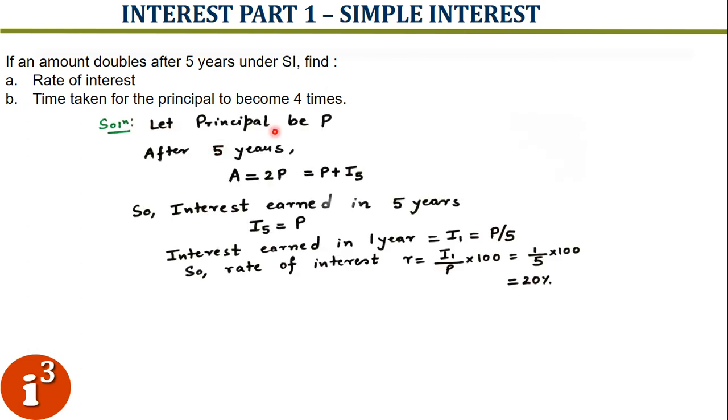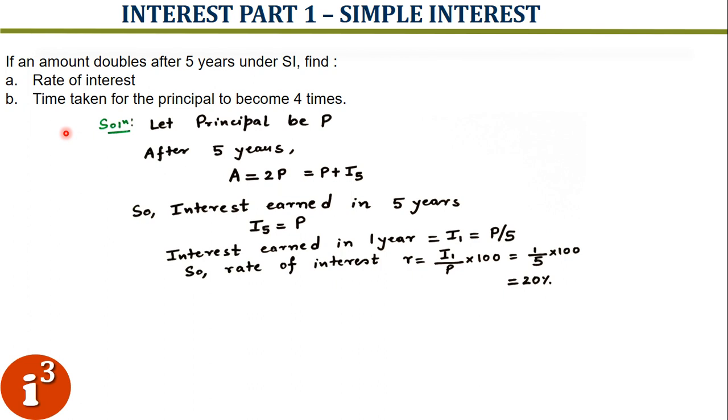Let's see here. Principal be P. After 5 years, the amount becomes 2P. That is P plus the interest earned in 5 years. So the interest earned in 5 years is P. Interest earned in 1 year will be P by 5, because the interest in each year is the same. So the rate of interest will be interest by principal into 100, that is P by 5 by P, which is 1 by 5 into 100, is 20%. This is 20%.